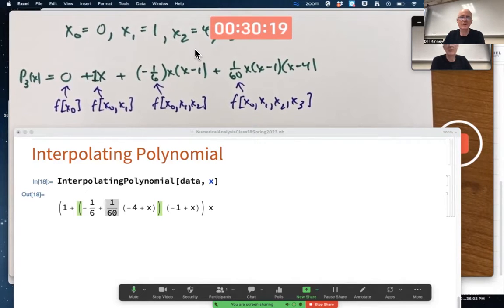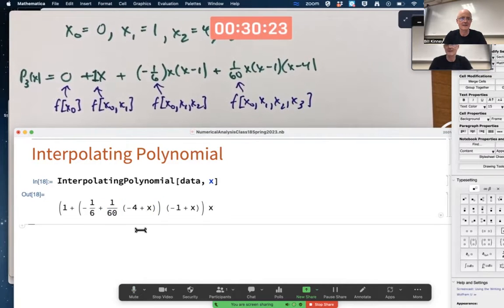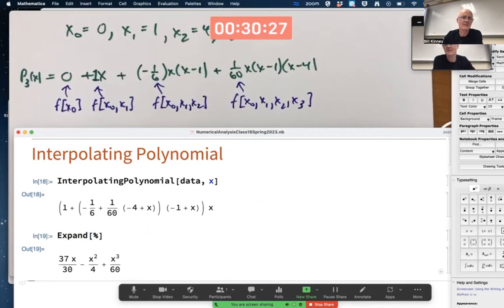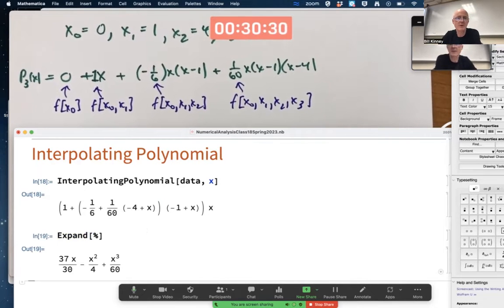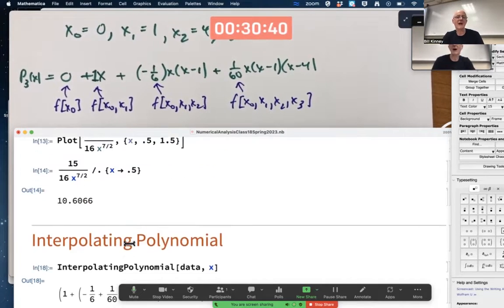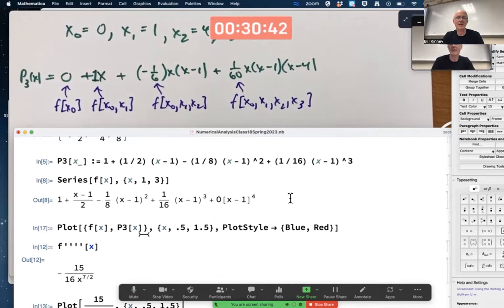Are they the same coefficients you'd get if you expand this out? None of them are except for the 0th coefficient being 0. That's the standard form of the polynomial. All right, let's plot it. Compare it with f, see how it does.